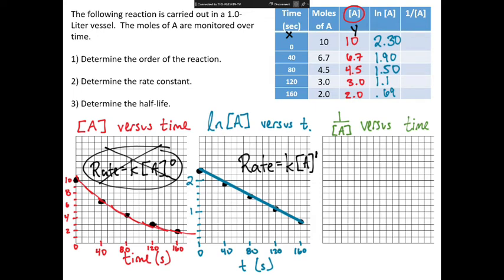I'll do 1 over 10. I'll do 1 over 6.7. I'll do 1 over 4.5. And I'll put those down as decimals so I think it's going to be easier to graph them if we write them down as decimal values. So maybe the hundredths place would work. So 1 over 10 is 0.1. Get 0.15.